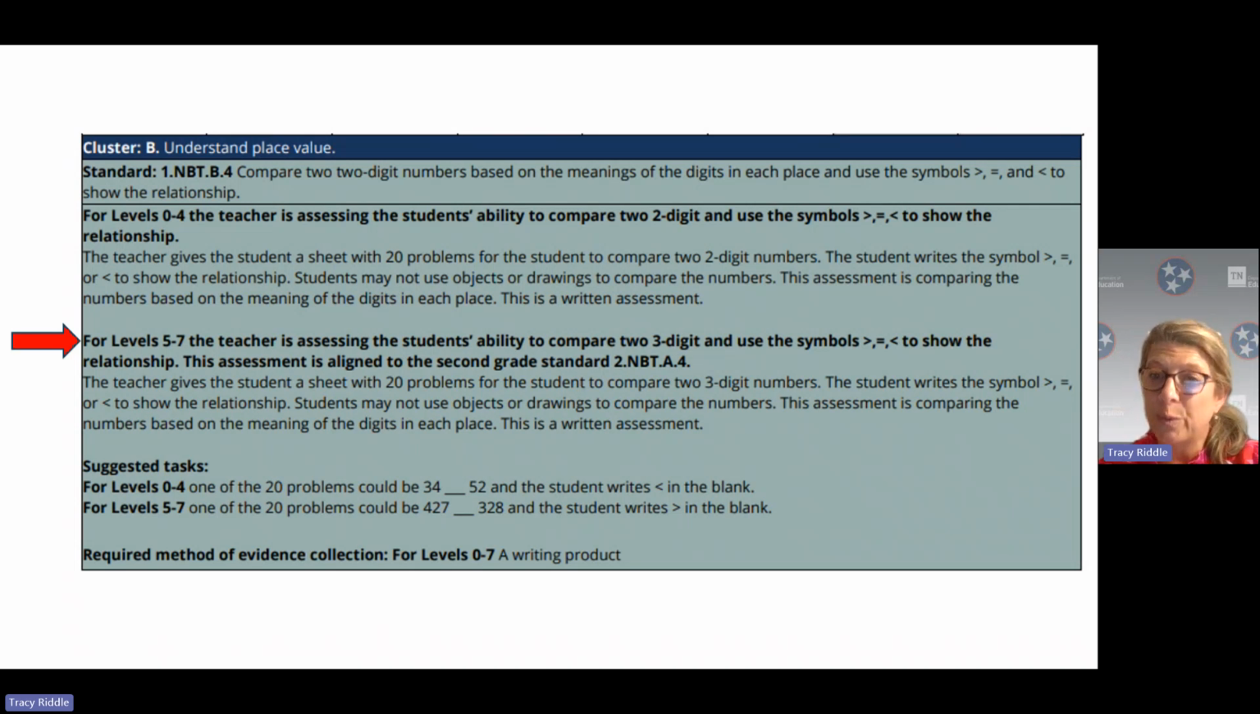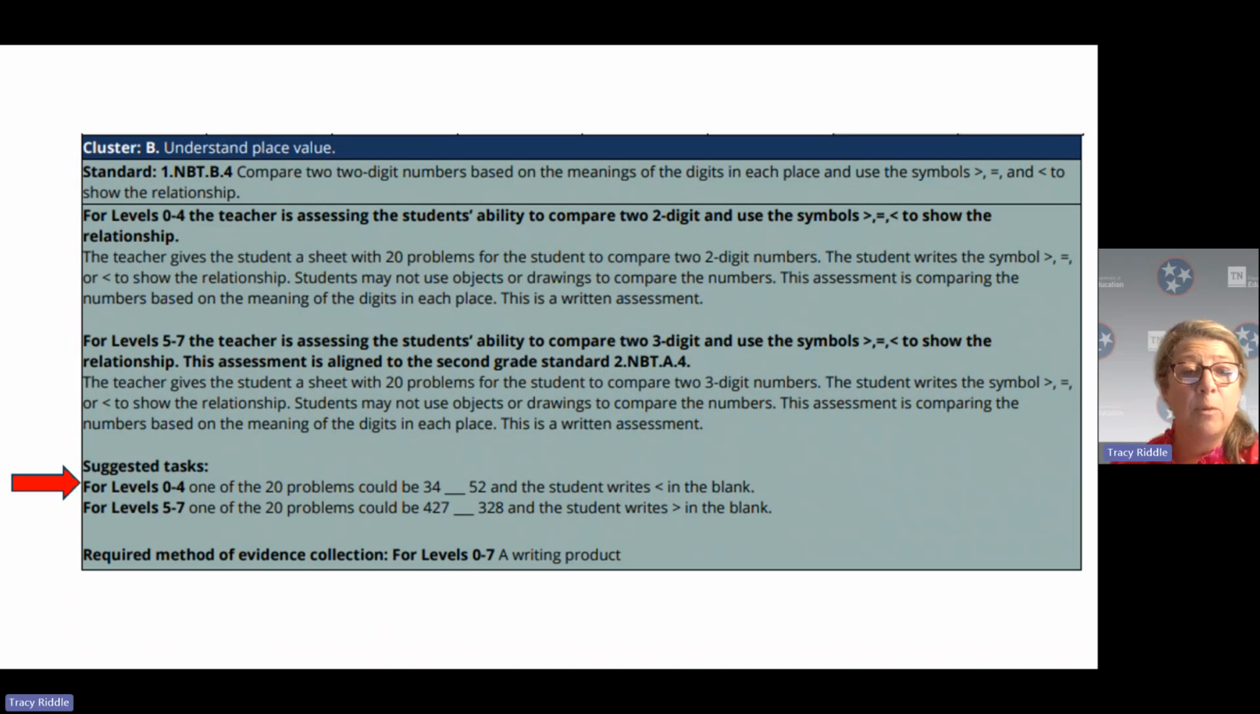compare two three-digit numbers, and the student will write the symbol greater than, equal, or less than to show the relationship. For this standard, the students may also not use objects or drawings to compare the numbers. This assessment is comparing the numbers based on the meaning of the digits in each place. This is also a written assessment.